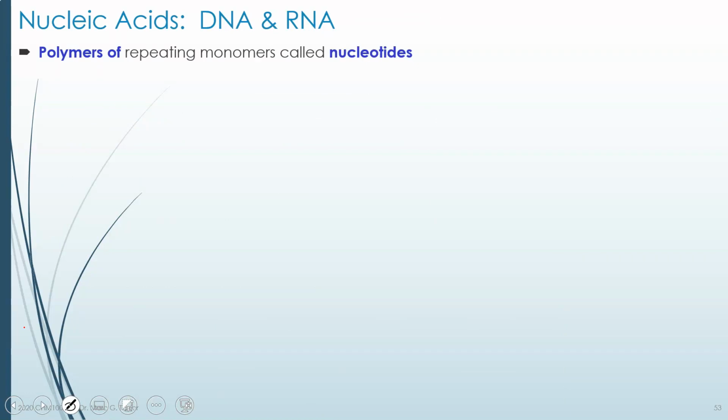Deoxyribonucleic acid, DNA, and ribonucleic acid, RNA. These are polymers of repeating monomers called nucleotides. So each repeating unit, this is the thing that's attached to another, to another, to another in long chains, is made of three things. Let's start with the center. It's made with a sugar that has 5 carbons in it. And on one side of the sugar is a phosphate group. And on the other side of the sugar is what we call a nitrogenous base.